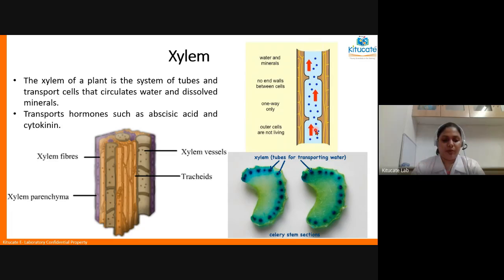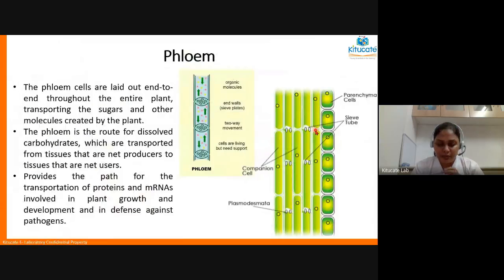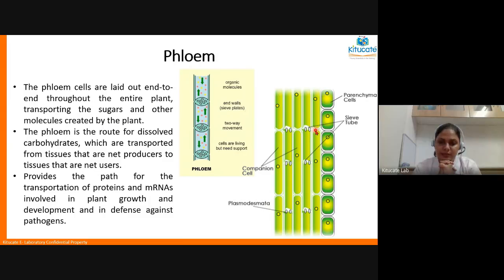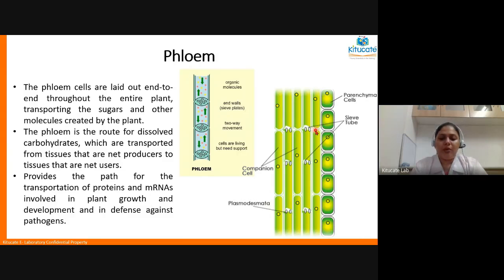All right, now let's go to the phloem cells. So the xylem is creating a suction pull from the roots to carry the water upwards to the other parts of the plant. Yes. The xylem carries the water due to the suction force which is created in the leaves due to transpiration.